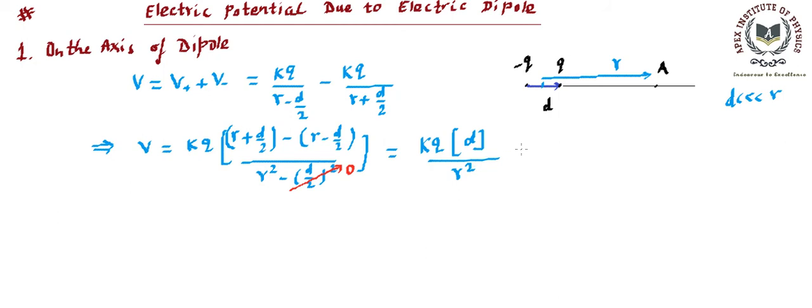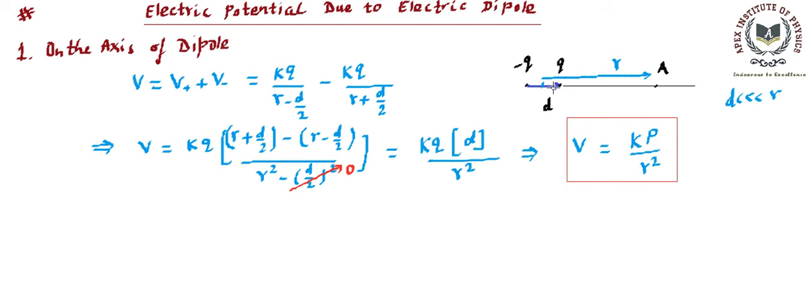Now we can say very easily from here that Q and D can be replaced by P. So the potential at the axial position comes out to be K P divided by R square. This becomes a formula to be remembered for potential at the axial position due to an electric dipole.